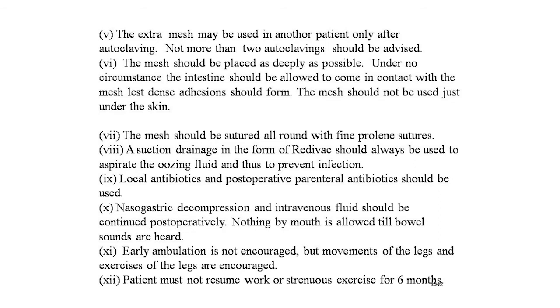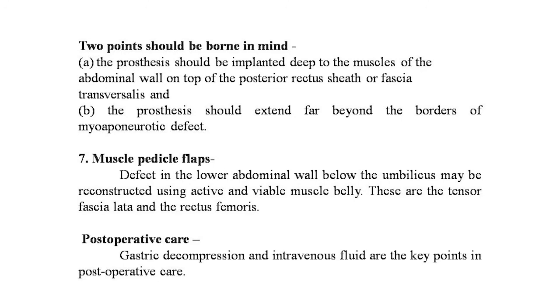Next care to be taken for synthetic mesh is that nasogastric decompression and intravenous fluid administration should be continued post-operatively. Nothing by mouth is allowed till bowel sounds are clearly heard. Early ambulation is not encouraged, but movements and exercise of the legs are encouraged. Patient must not resume work and strenuous exercise for the next 6 months. Two points should be borne in mind. First, the prosthesis should be implanted deep in the muscles of the abdominal wall on top of the posterior rectus sheath or fascia and transversalis fascia. And the second point is the prosthesis should extend far beyond the borders of the myoaponeurotic defect.